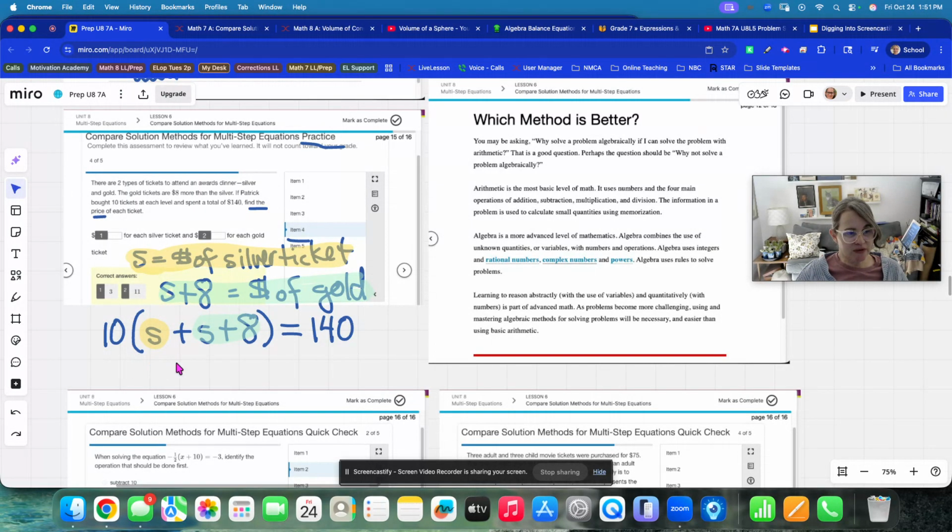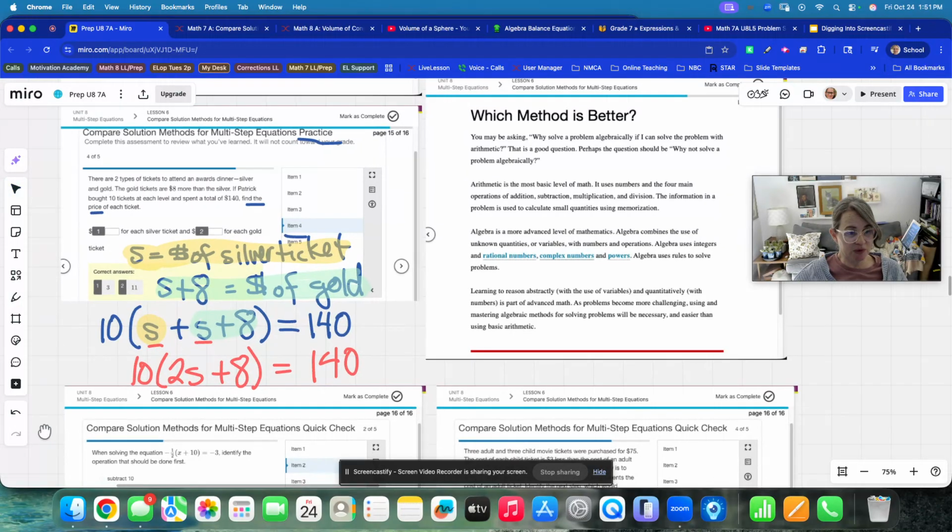The other thing is, you could combine like terms before you distribute: 10 times 2S plus 8. Everybody's at home like, when's she going to solve this equation? How many ways do we need to do it? Let me just show you one more thing we can do here.